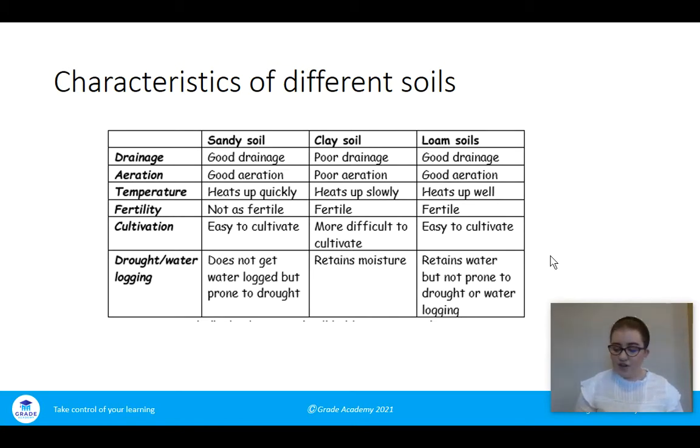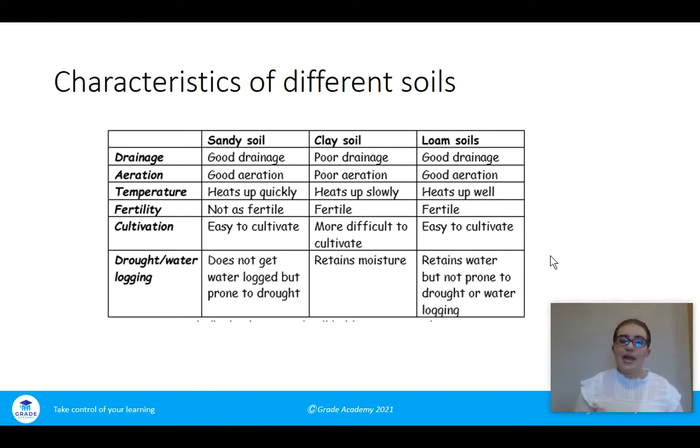They're not as fertile, and the reason is that they don't have as much humus present, and humus is dead organic matter. They're easy to cultivate, so cultivation is working with machinery in relation to soil. And in relation to drought or waterlogging, they generally don't get waterlogged because the water can move through quite easily.